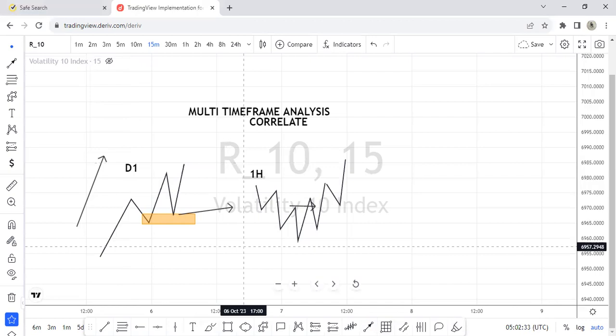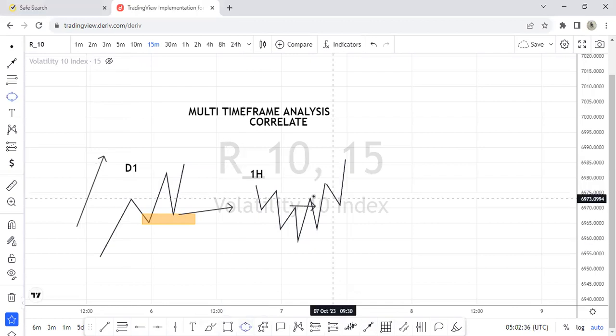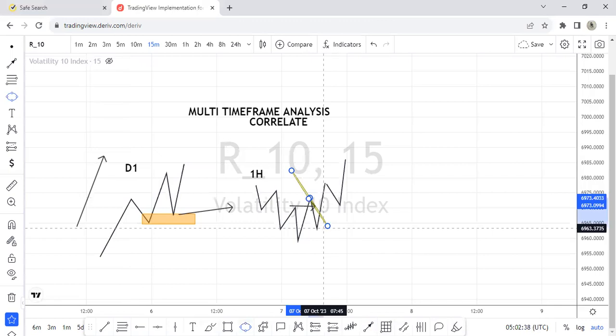So if you are inside this move now, inside this 1 hour move now, inside this move here. Sorry, don't do that.